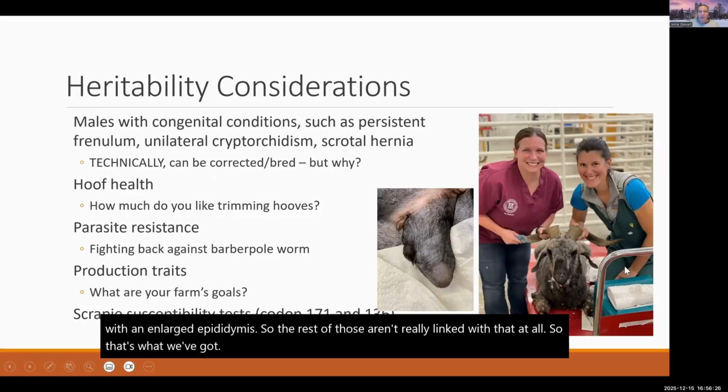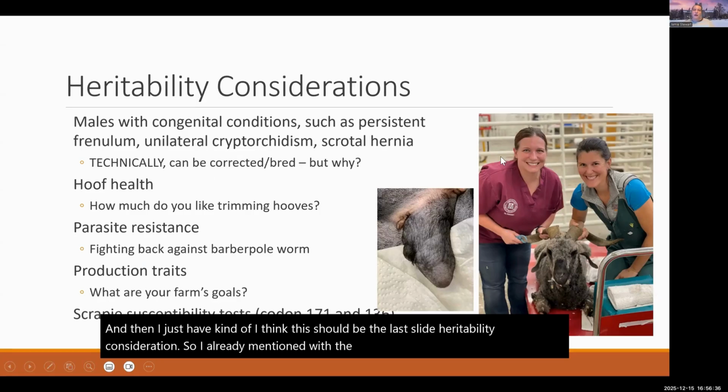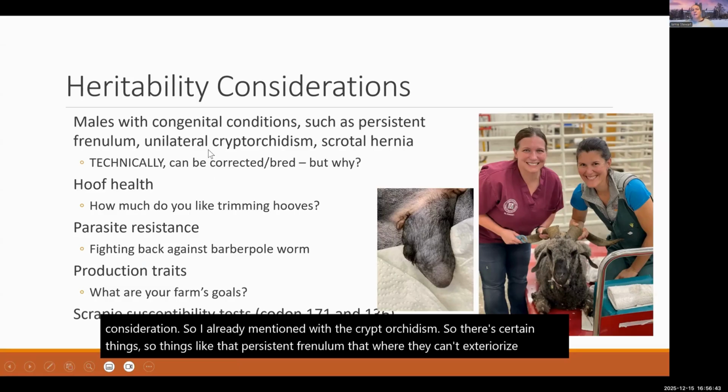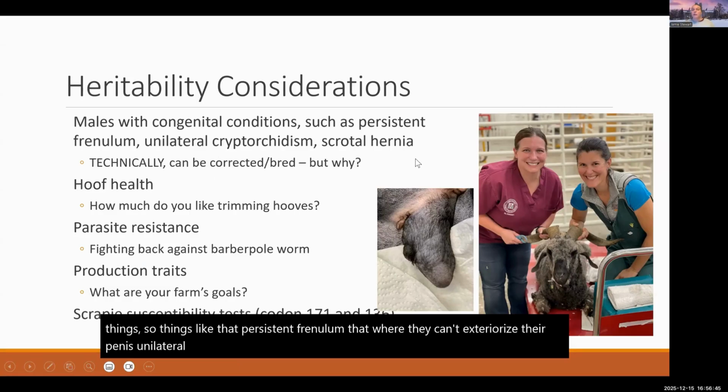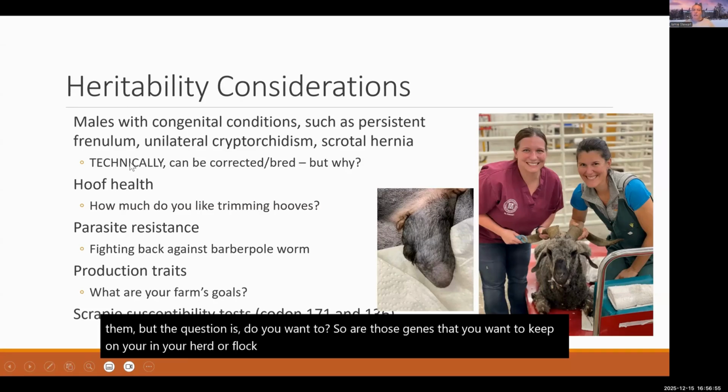Okay. And then I think this should be the last slide, heritability considerations. So, I already mentioned cryptorchidism. So there's certain things, like that persistent frenulum where they can't exteriorize their penis, unilateral cryptorchidism, scrotal hernia. A lot of those you can fix and breed them. But the question is, do you want to? Are those genes that you want to keep on in your herd or flock? So that's always something to keep in mind.